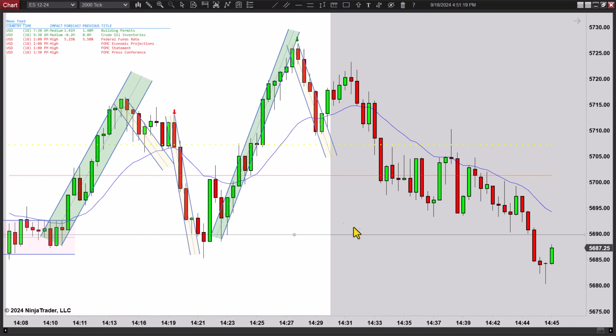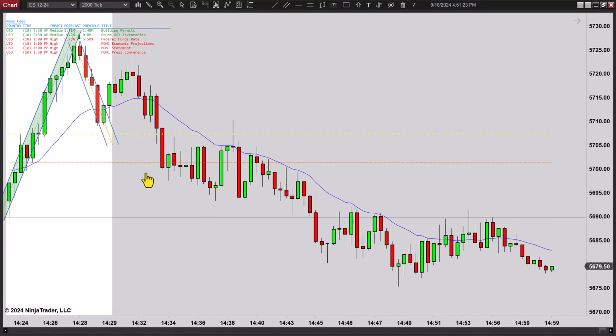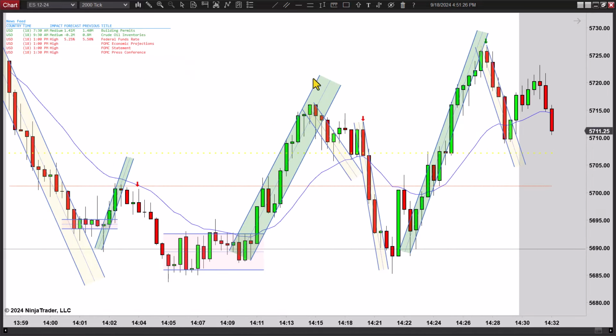And it does end up going much lower after that, after the 2:30 hour. And of course, we don't take any trades after 2:30. So there it is.